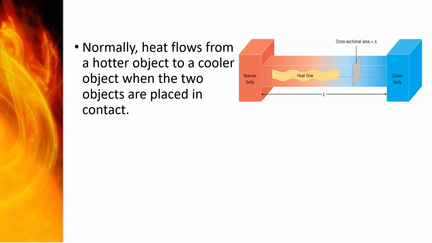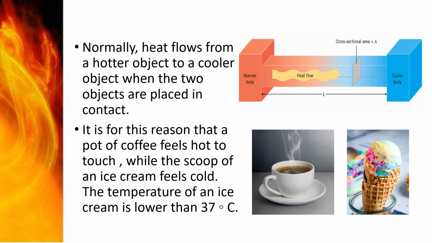Normally, heat flows from a hotter object to a cooler object when the two objects are placed in contact. So again, that's the natural process. Ang init ay nagfo-flow mula sa mainit na bagay papunta sa malamig na bagay. It is for this reason that a pot of coffee feels hot to touch, while the scoop of an ice cream feels cold. The temperature of an ice cream is lower than 37 degrees Celsius.